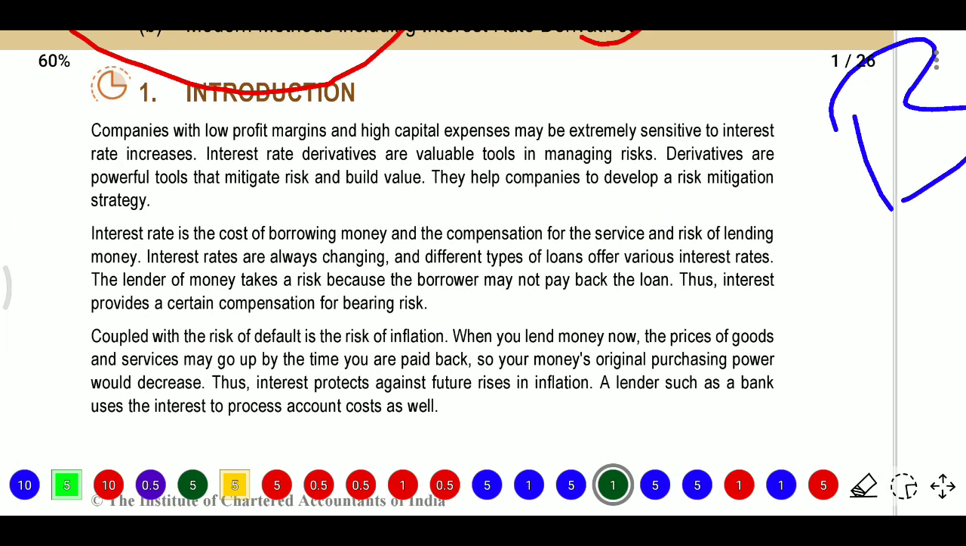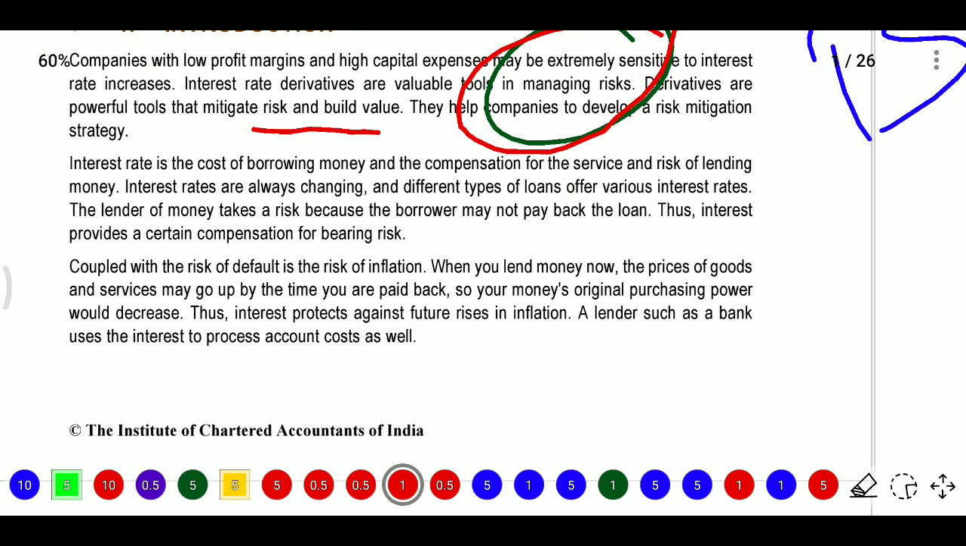Here interest rate derivative means a contract which has a changing value based on underlying assets. Here derivatives can be used as a tool to manage the risk. So for interest rate risk, companies are using derivatives to manage that risk. Derivatives are a powerful tool to mitigate risk and build value. They help companies to develop risk mitigation strategies. So for interest risk, they are using the derivatives.